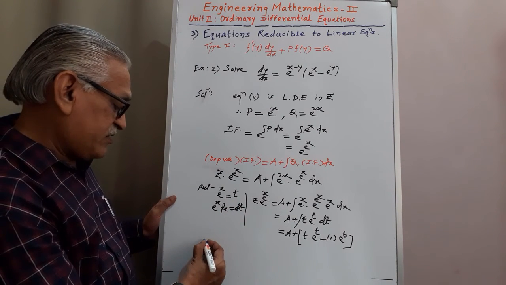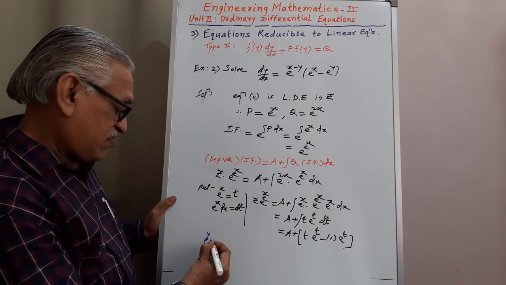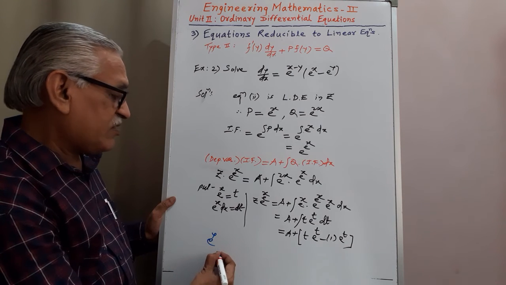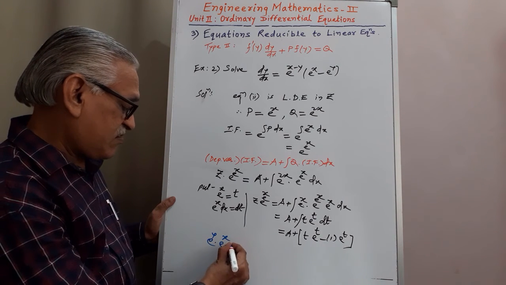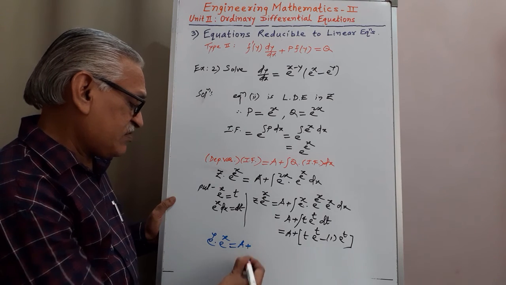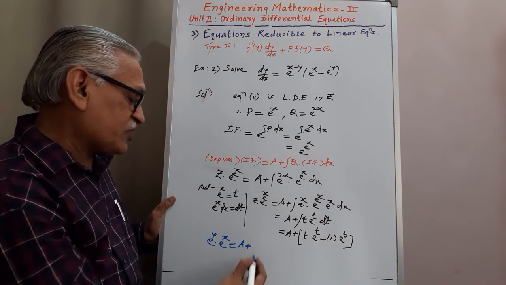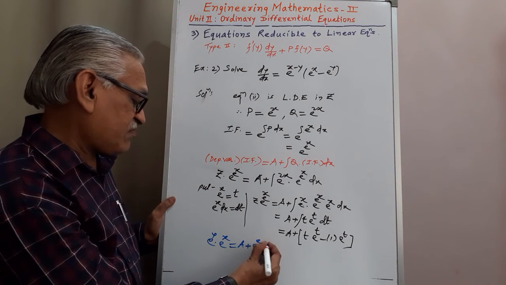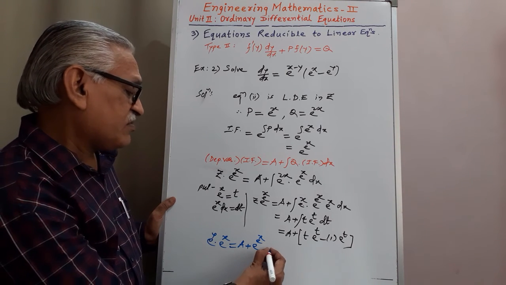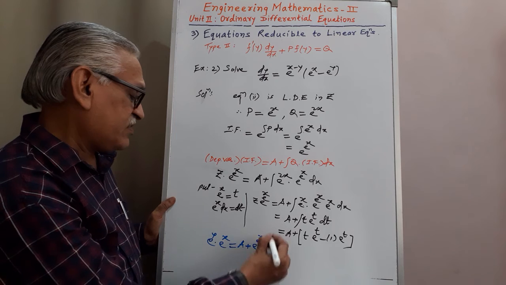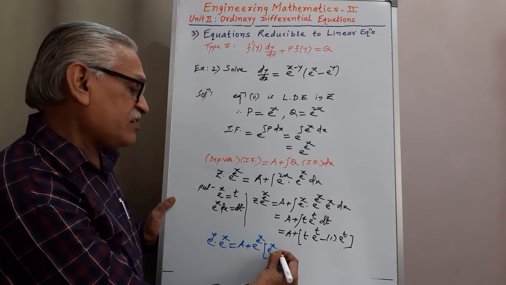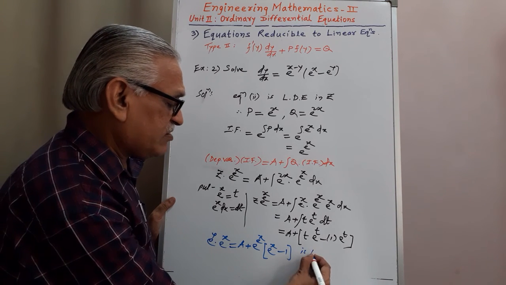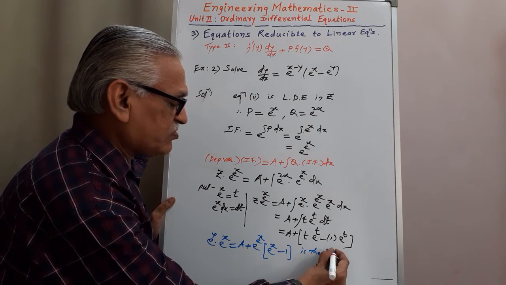z, which is e raised to y, into e raised to x, is equal to a plus, from this I can take e raised to t common, but the value of t is e raised to x, in bracket t is e raised to x, minus 1, is the required solution.